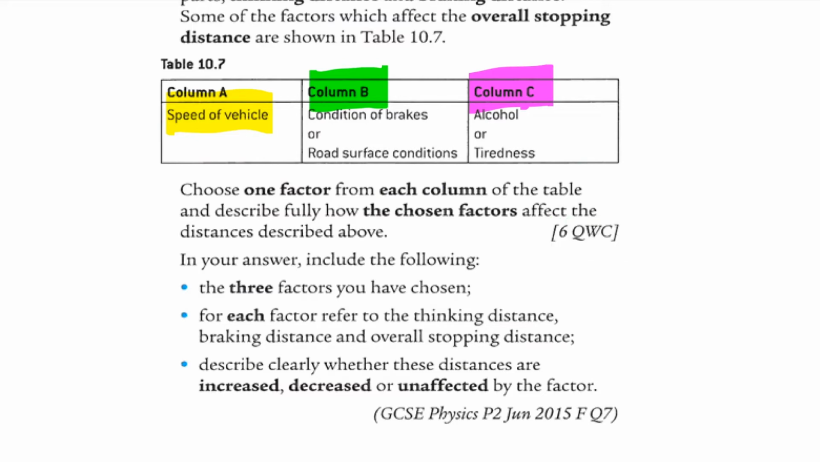So what have we got to have in the answer? What's the success criteria? It says in your answer include the following: the 3 factors you have chosen. For each factor, refer to the thinking distance, the braking distance and overall stopping distance, and describe clearly whether these distances are increased, decreased or unaffected. You've got to choose one factor from each column. So A, B and C.